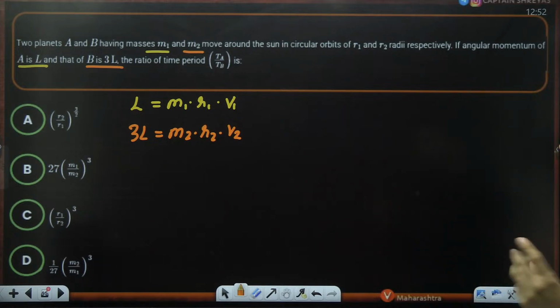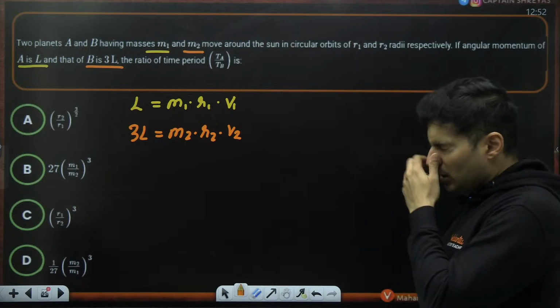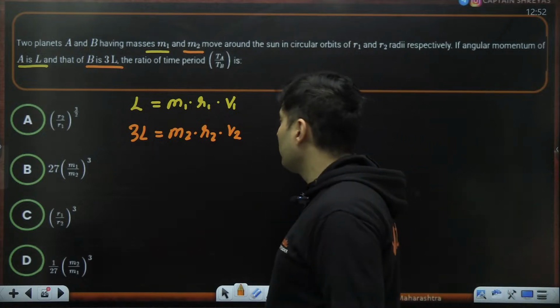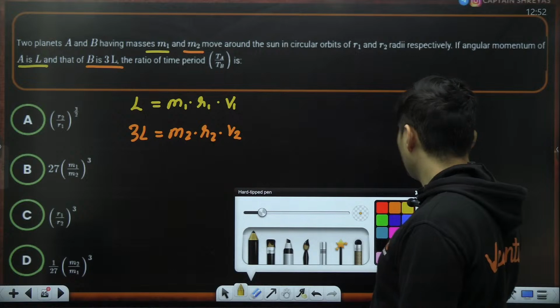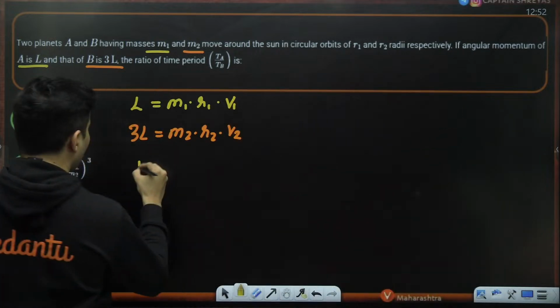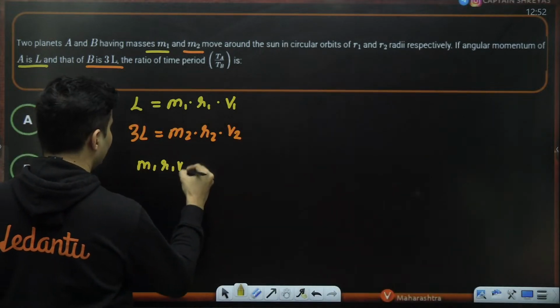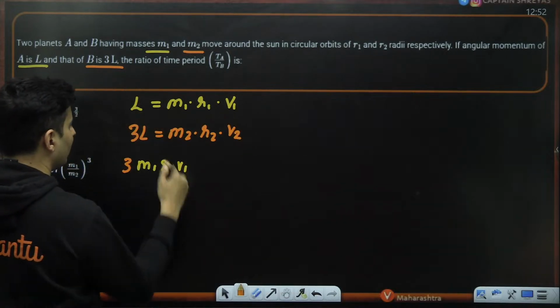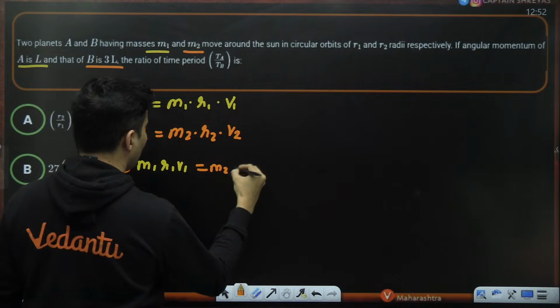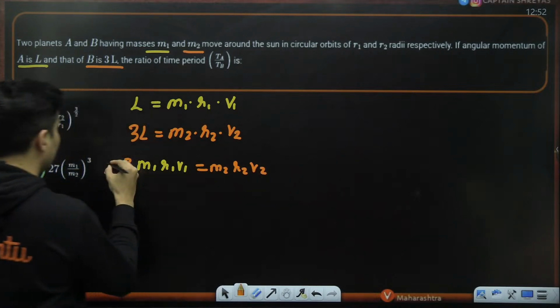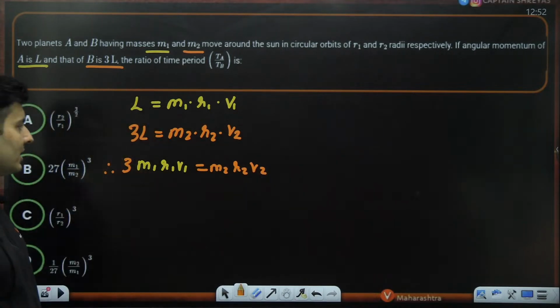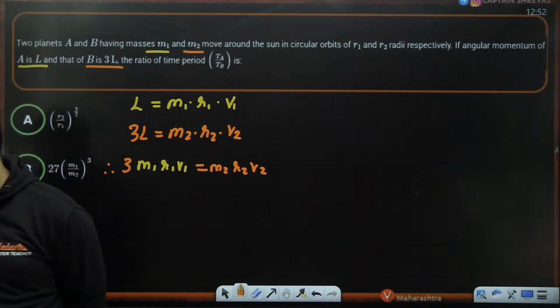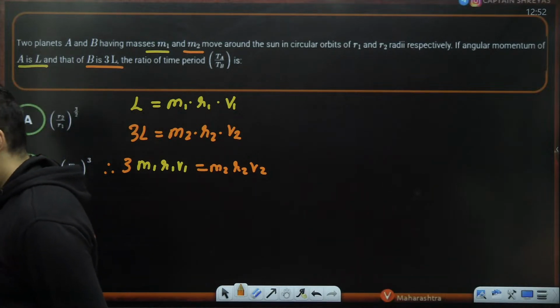Let's see, what is the question? The ratio of the time periods they have asked. Okay, so what can we do? Let me put this over here. So this will become 3 times L, which is 3 M1 R1 V1, equal to M2 R2 V2. This is one of the equations which I definitely get.